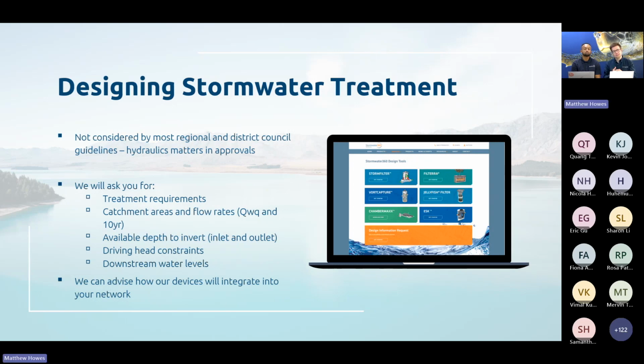We'll ask you if there's any driving head constraints, and of course, driving head is different to depth to invert, which is different to fall through the device. So there are 3 separate measurements that we will all ask for, and it's important that we think about those differently.